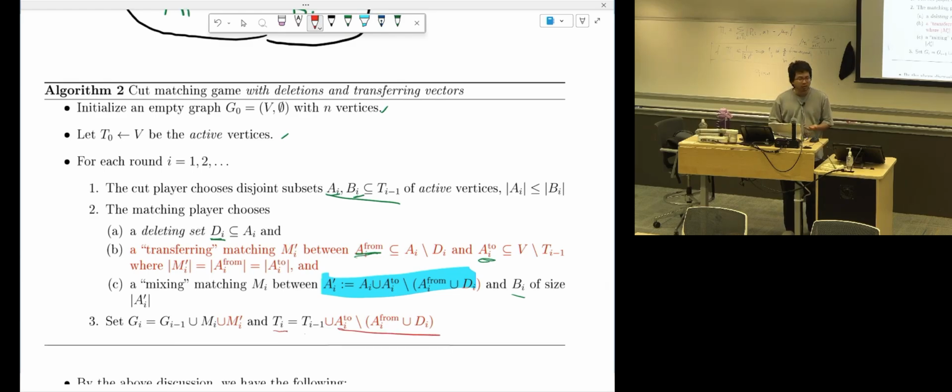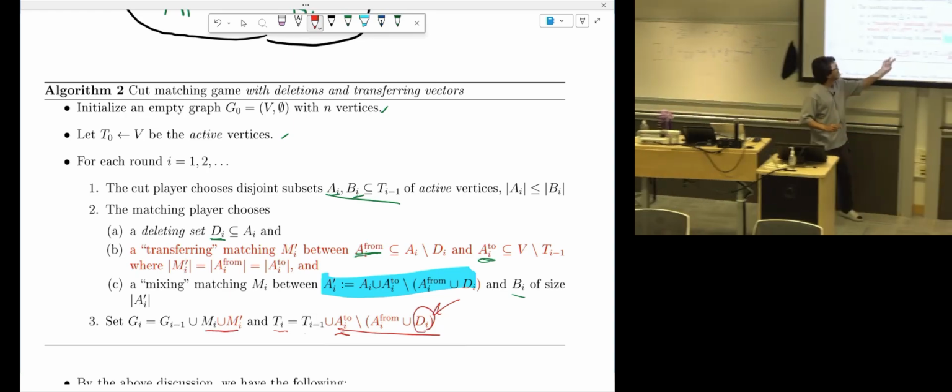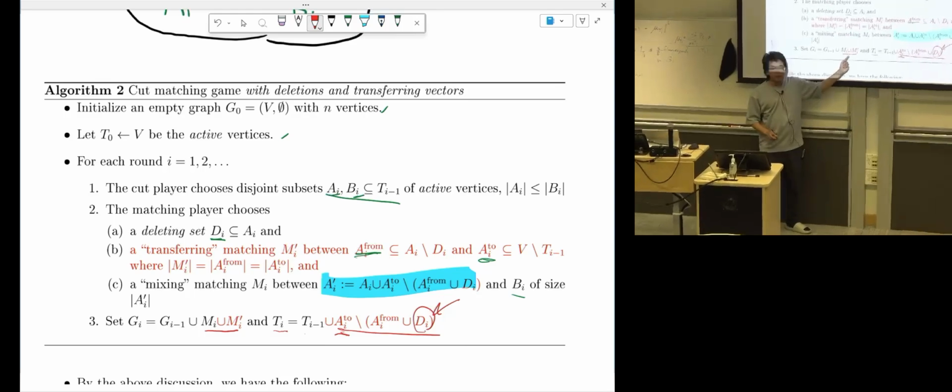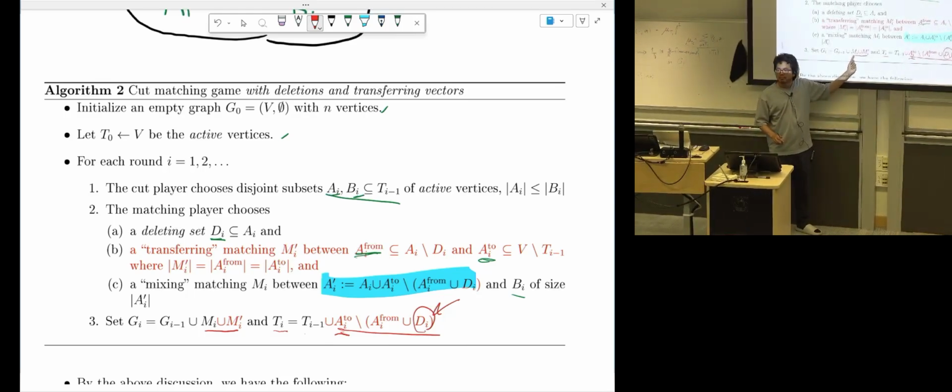It's just like what you expect, right? You delete the thing that you delete, and transfer the from part to A_i2. And now, importantly, how you update the graph: you add the mixing matching, and also you need to add this transferring matching so that it's valid to transfer vectors.